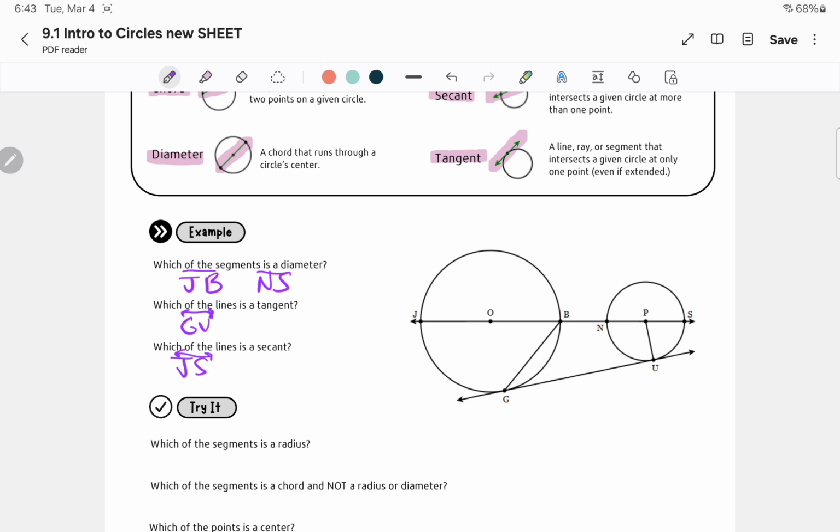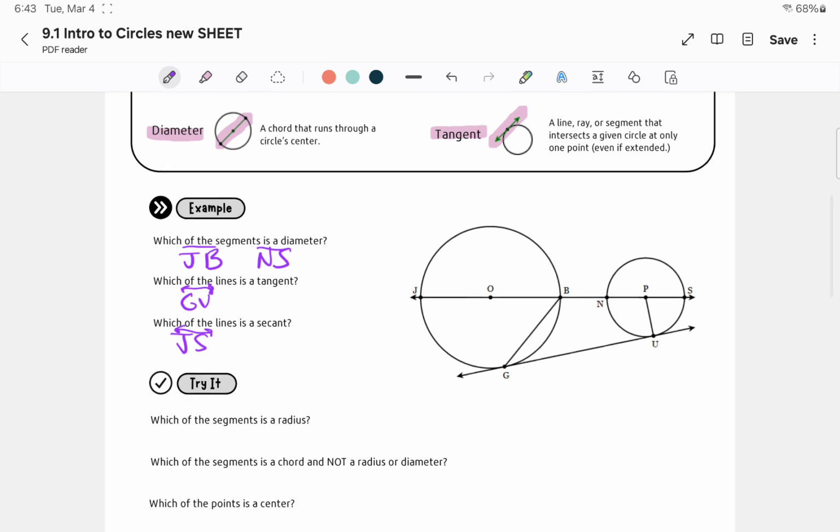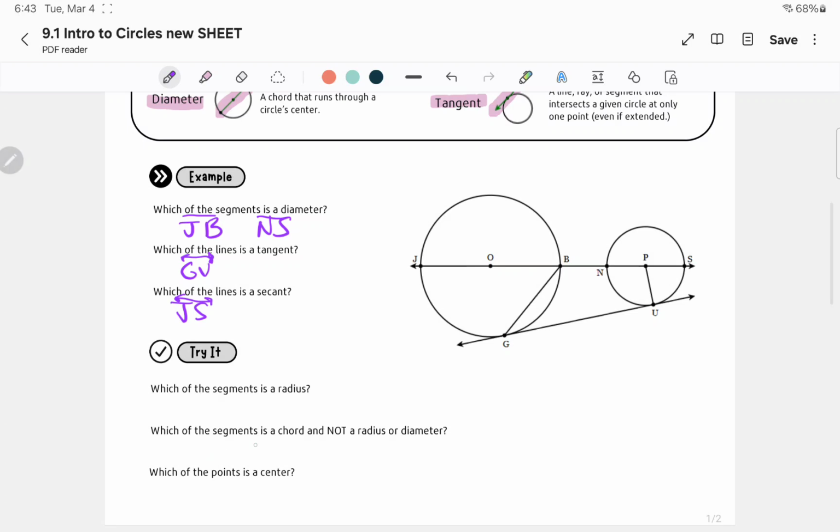Okay, so now you're going to try. I actually just realized down here, it says which of the segments is a chord and not a radius. A radius, sorry, is not a chord. I did not word that very well. So down here is which of the segments is a chord, but not a diameter. So basically just what's going from one edge to the other. And you're also going to say which of the segments is a radius and which of the points is the center. So go ahead and try those now.